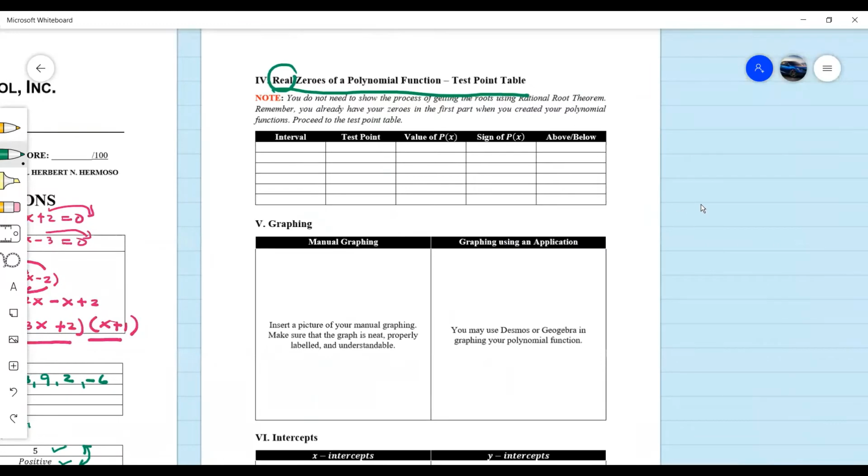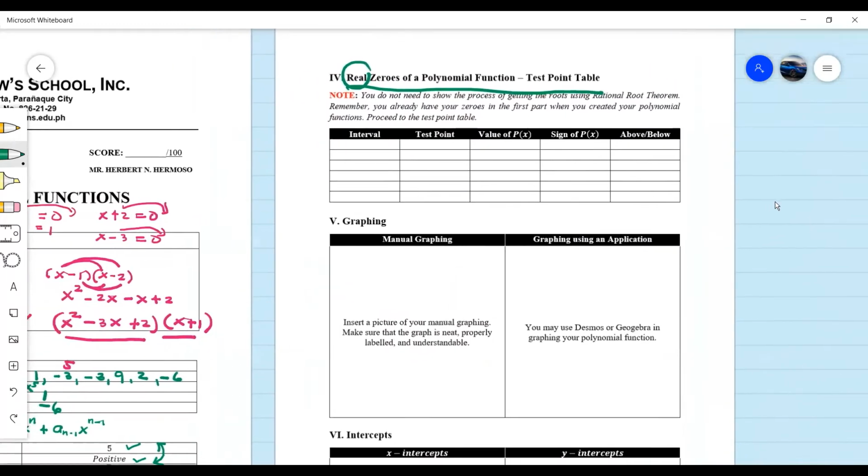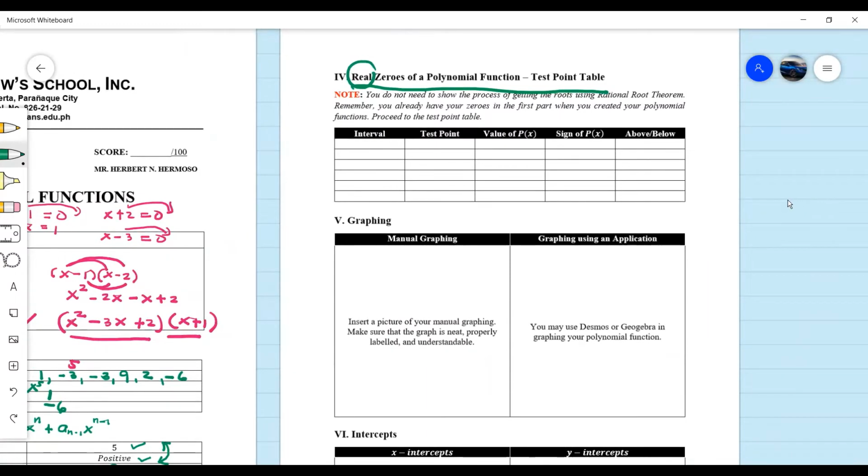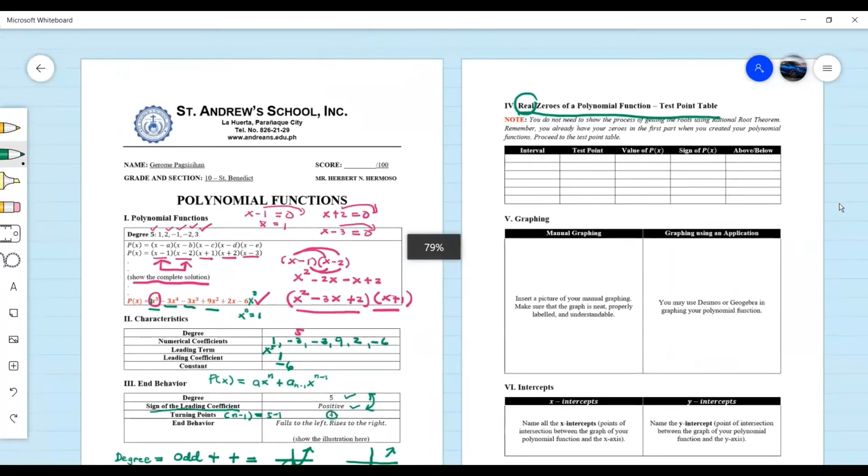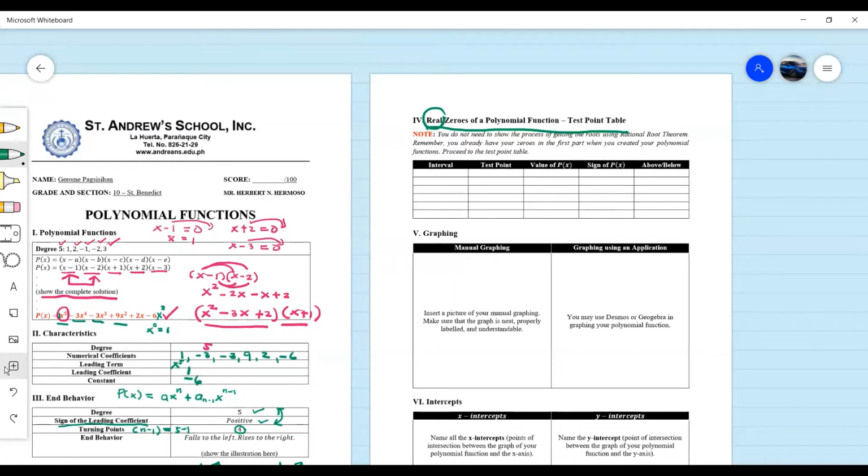So, sir, paano natin ilalagay si interval? Take note po. Paano po natin, sir, ilalagay si interval dyan? Ngayon, palitan natin konti para makita natin. So, notice that here, kung isusulat natin yung mga zeros nyo dito, the smallest number to your left will be negative 2. Tama? Negative 2. Then we have negative 1. And then we have here 1. And then we have 2. And we have 3. So, inarrange ko lang po ito. I just arrange this one from the smallest integer down to the biggest integer. So, negative 2 is the smallest, followed by negative 1, 1, 2, 3.